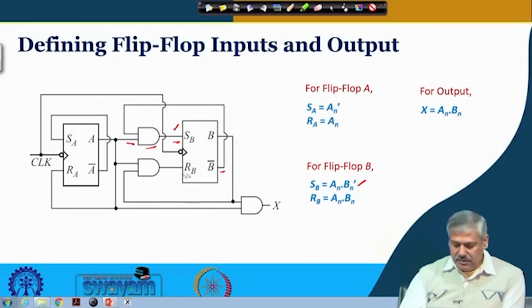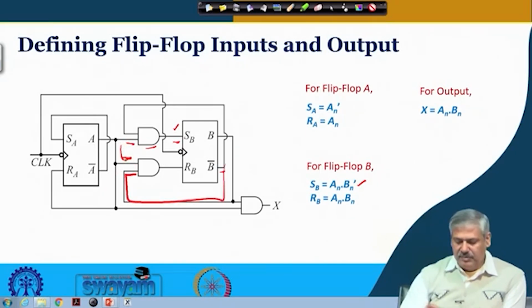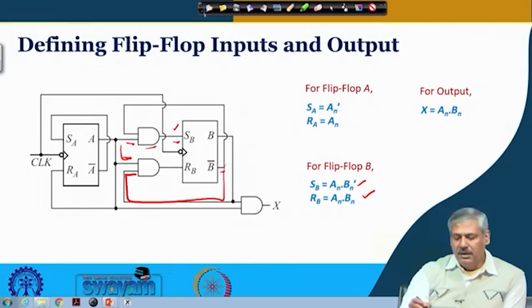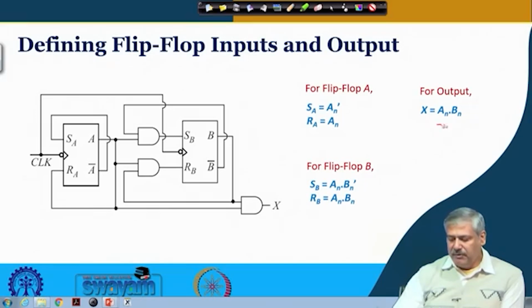RB you can see is that, fine. So, this is AN, and another is coming over here, that is BN, right. So, AN and BN, right. And also you can see the final output X is BN and AN, right.